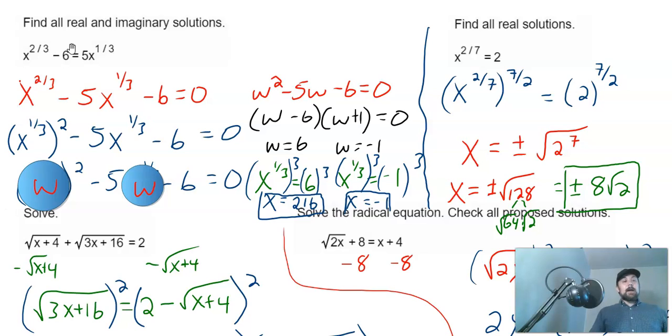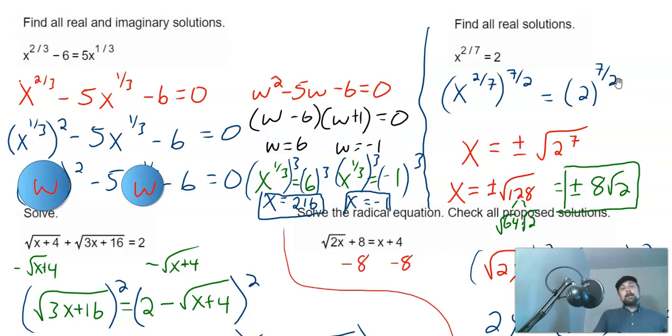The solutions I got for the first problem here were x equals 216 and x equals -1. And here's the work for that using substitution. I tried to use the circles again so you could kind of follow along with that. For the second equation over here on the right-hand side, you take the reciprocal power. Remember plus or minus because the denominator here is 2, so we're doing square root to both sides.